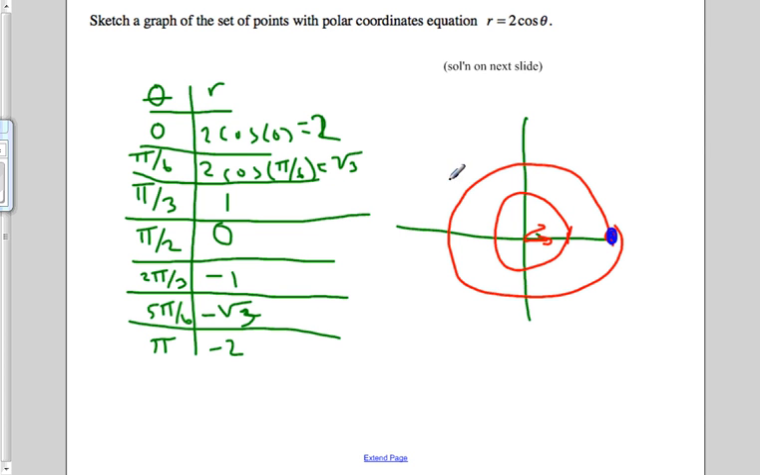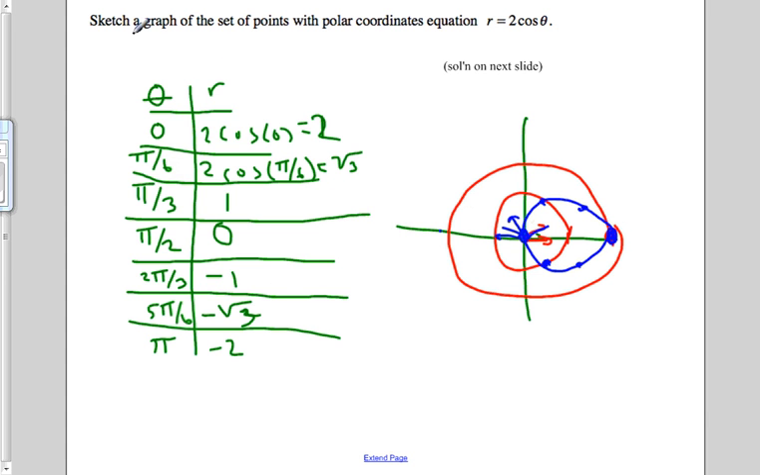At an angle of pi over 6, which is like this, I'm at a distance root 3, so that's right around there. And at pi over 3, I'm at a radius of 1, so that lines me up right on here. At pi over 2, I'm at 0. At 2 pi over 3, I'm at negative 1. So negative 1 means an r in the negative direction is the opposite direction, so that's down here. And at 5 pi over 6, I'm at negative root 3, so that's going in the negative direction. And at pi, I'm at negative 2, so that brings me back here. And so what it looks like is I'm generating points kind of like on a circle.